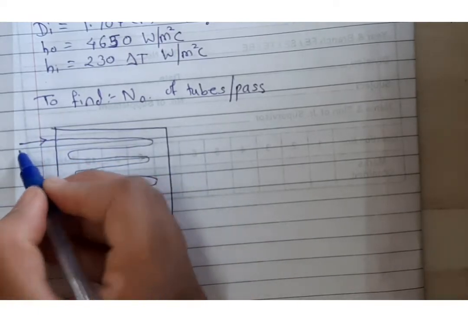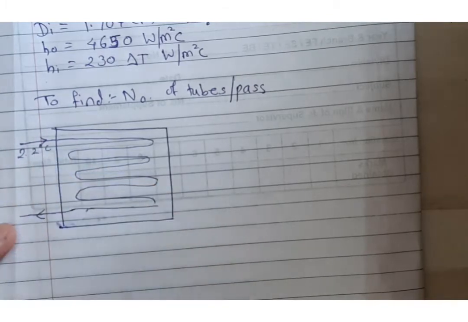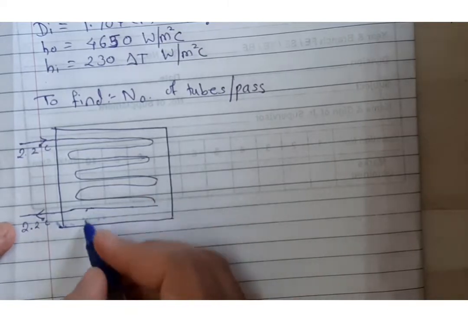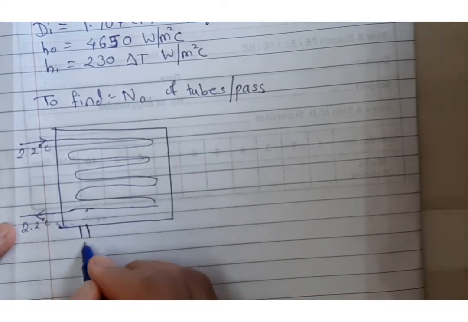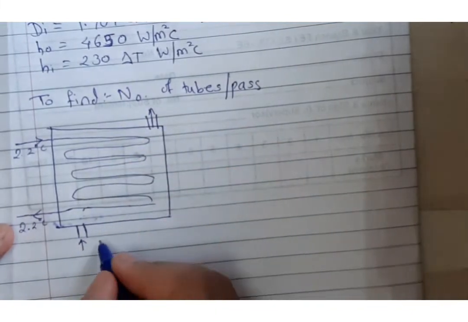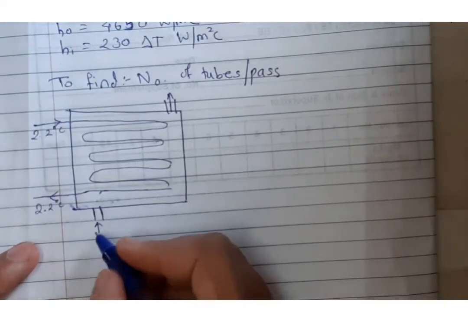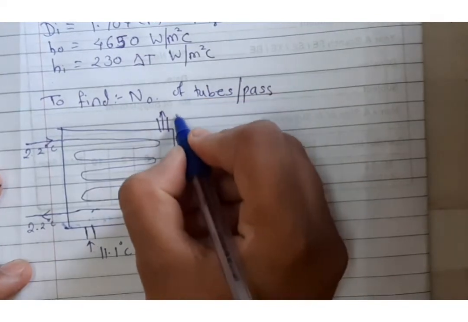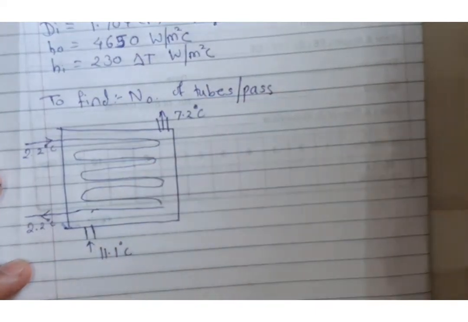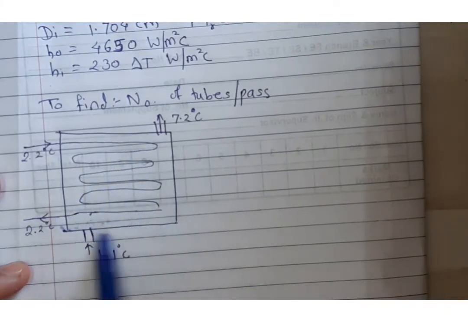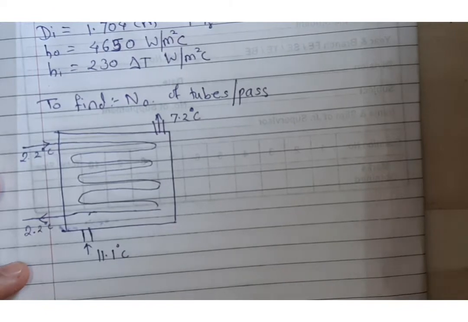Inside the chamber. So inlet is 2.2 degrees Celsius. As this is an evaporator, the outlet will also be 2.2 degrees Celsius. From here will be the entry of the water, and here will be the exit of the water. The inlet of the water is at a temperature of 11.1 degrees Celsius, and the outlet is at 7.2 degrees Celsius. So this is what the system is. Now a single tube is going to pass 8 times inside the chamber. There can be multiple tubes inside it, and that number we are supposed to find in this numerical.